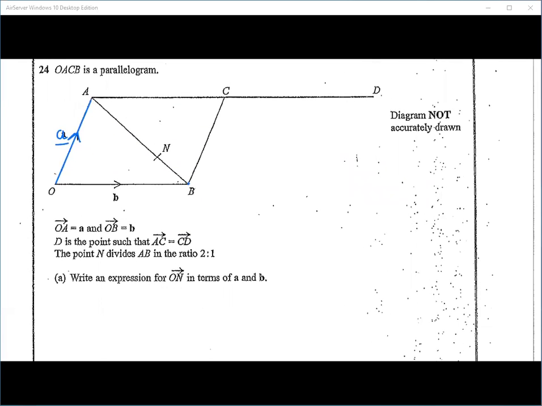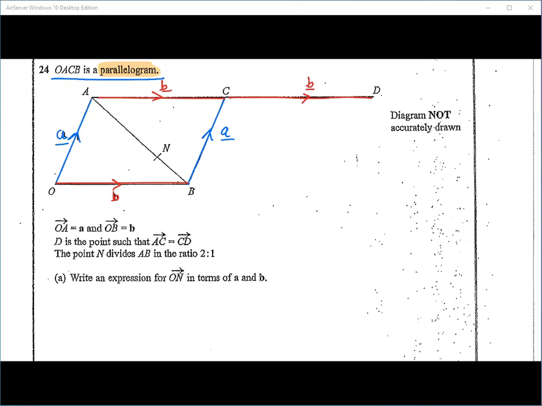OA equals A and OB equals B. These are points such that AC equals CD. What's the shape in the diagram? Oh, I forgot that bit. OACB is a parallelogram. So what is this vector that I'm just labeling now? What's that called? A, because of the parallelogram. Yeah, the parallel sides are equal. And AC is B, and CD is B as well, because it tells you there. Yeah, they're the same size.